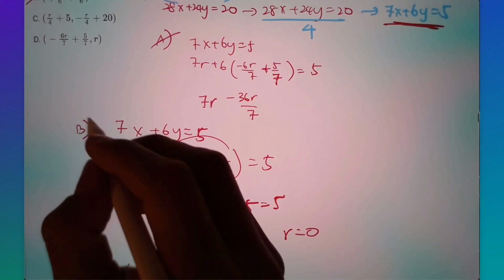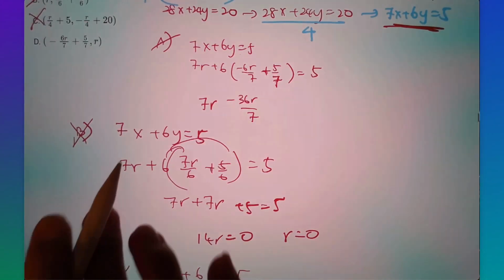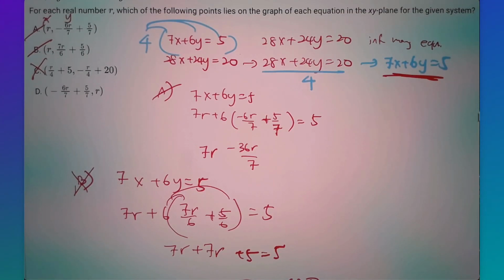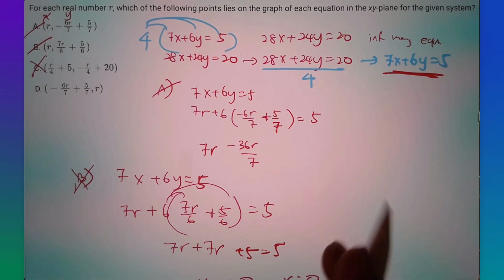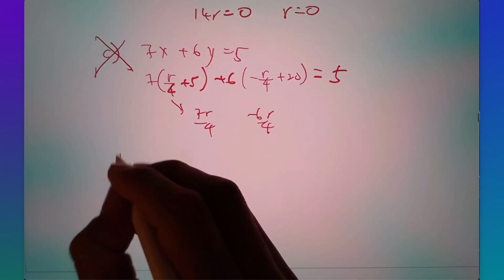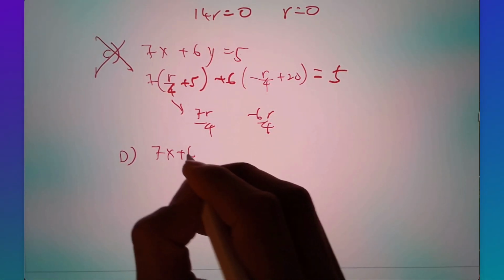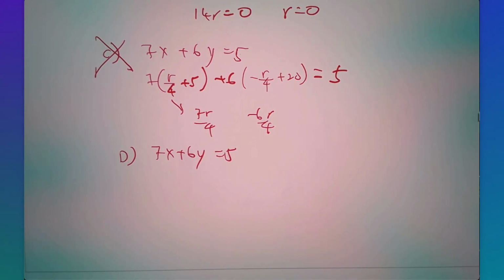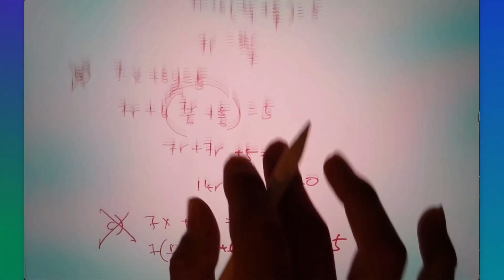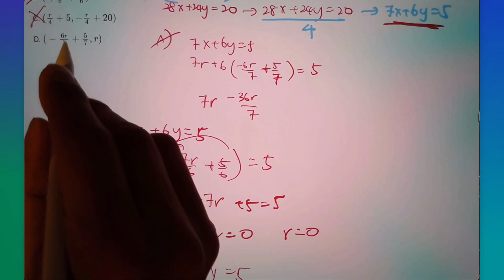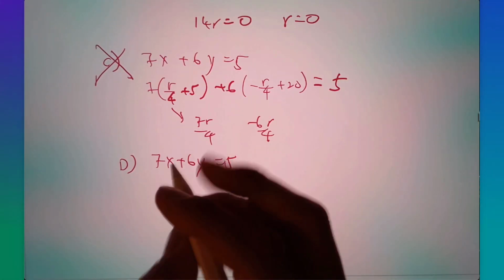So if you're running out of time, then yes, just choose D and move on. But for my teaching purpose, I'm gonna show you how D works. 7x plus 6y equals 5. Okay, let's plug it in.